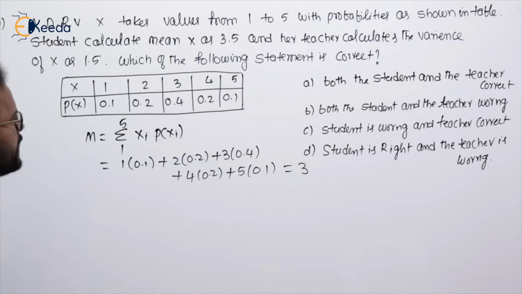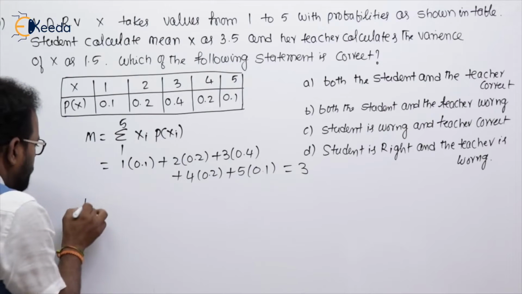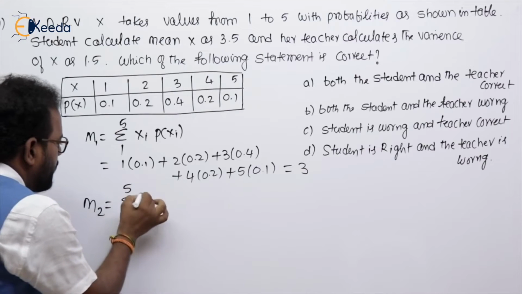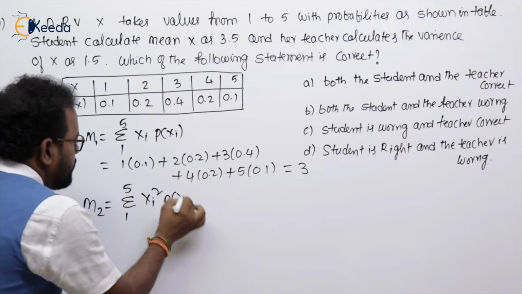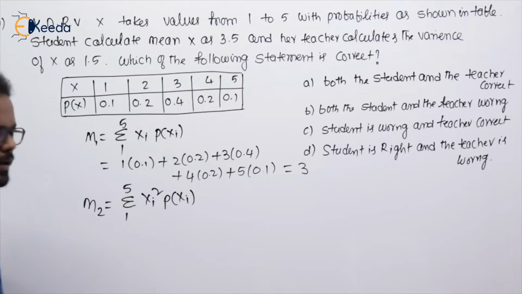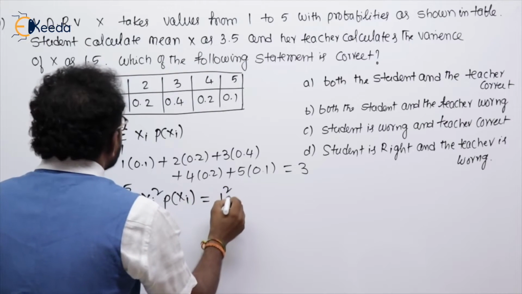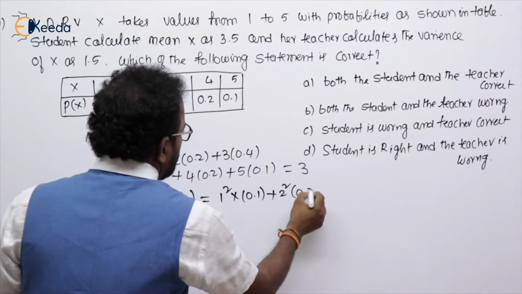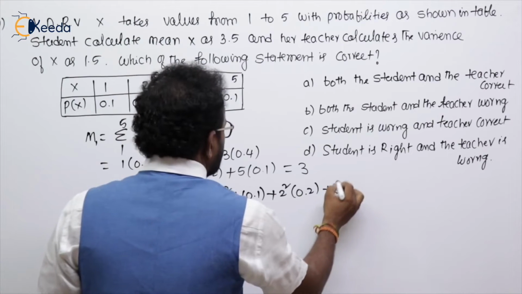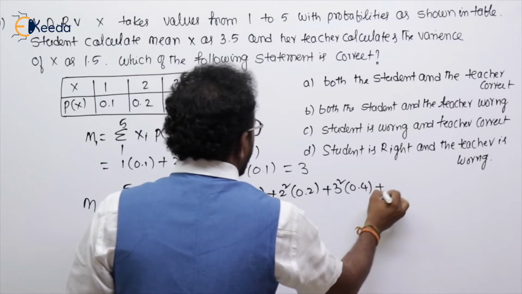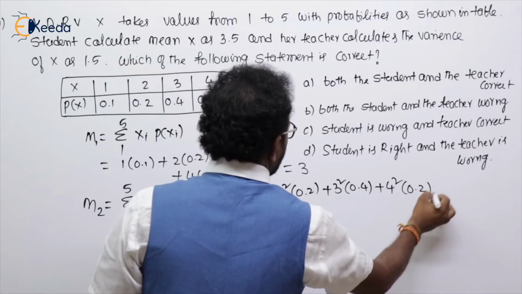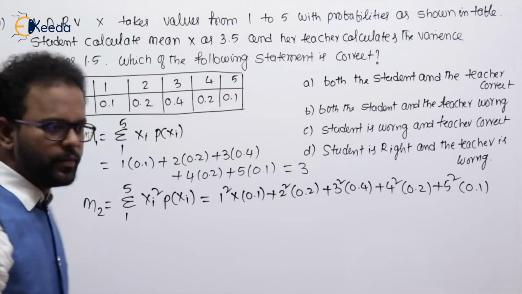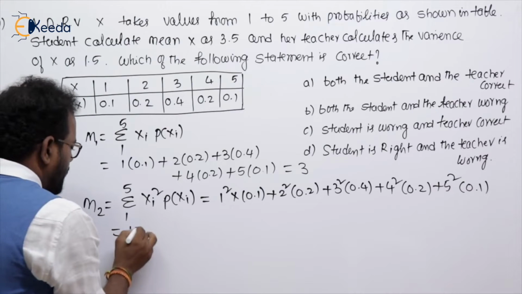Let's calculate the next one, which is variance. For calculation of variance, this is M1. Calculate M2. What is M2? Summation 1 to 5 xi square into P of xi. That is nothing but 1 square into 0.1 plus 2 square into 0.2 plus 3 square into 0.4, 4 square into 0.2, 5 square into 0.1. Calculate that value, you will get 10.2.